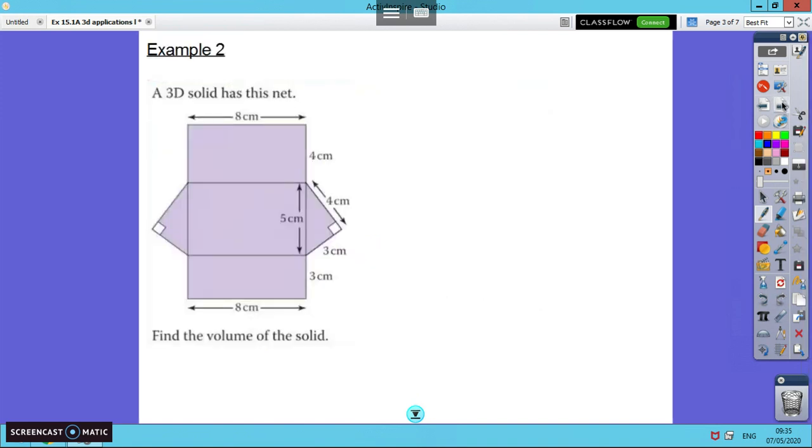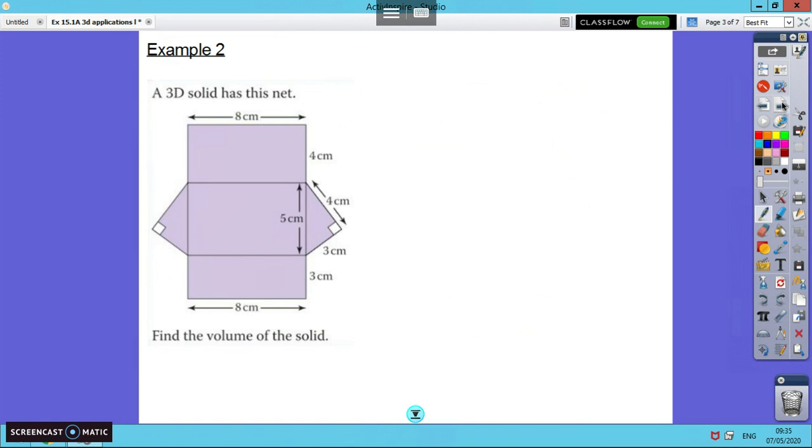And here's our second example. A 3D solid has this net. I'm sure you can see straight away that it's a triangular prism, actually a right-angled triangular prism here. And it says find the volume of the solid. So we've got to find the volume from this net here.